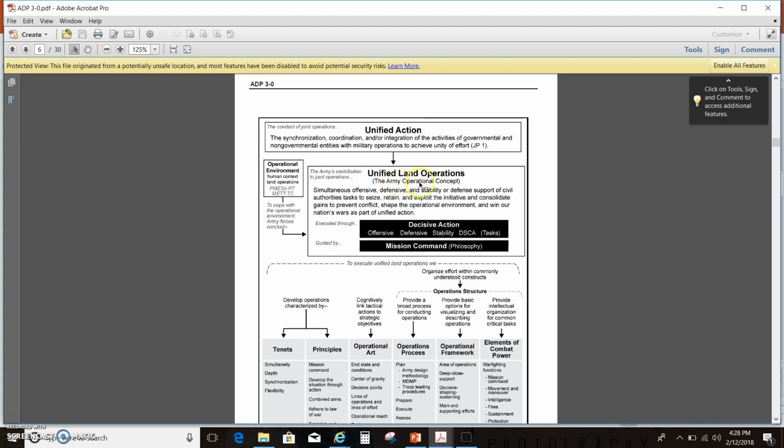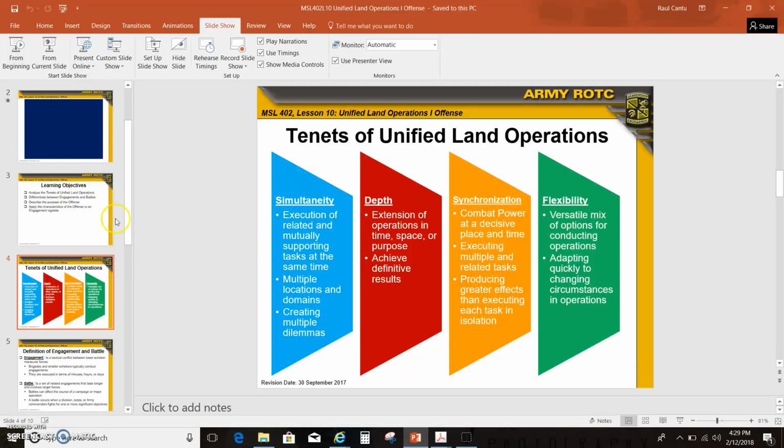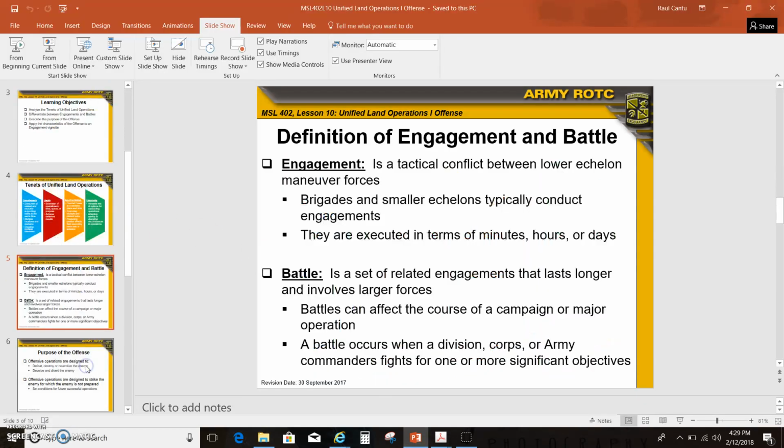If anyone ever asks what the Army operational concept is, you know that it's unified land operations. These are the new tenets of unified land operations: simultaneity, depth, synchronization, and flexibility. These are just some definitions. You can always look up this stuff in ADRP 1-02 terms and graphics to go more into the differences of these, as well as campaigns and operations, and so on and so forth.